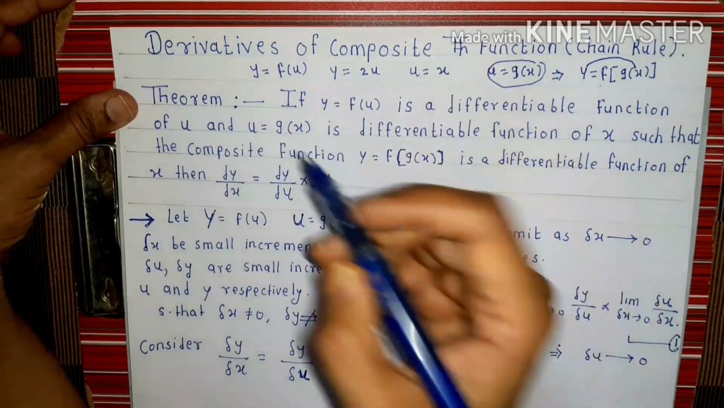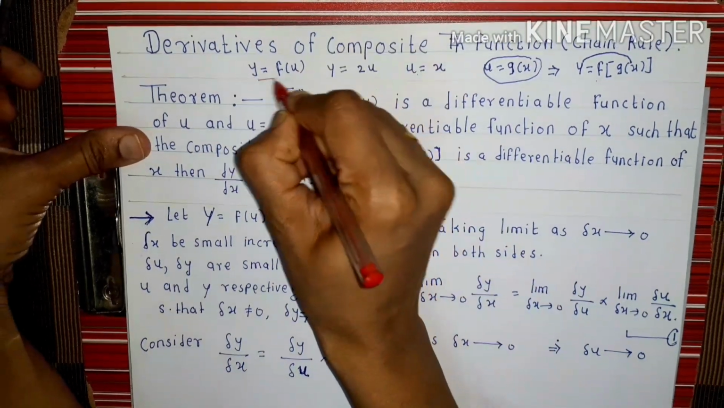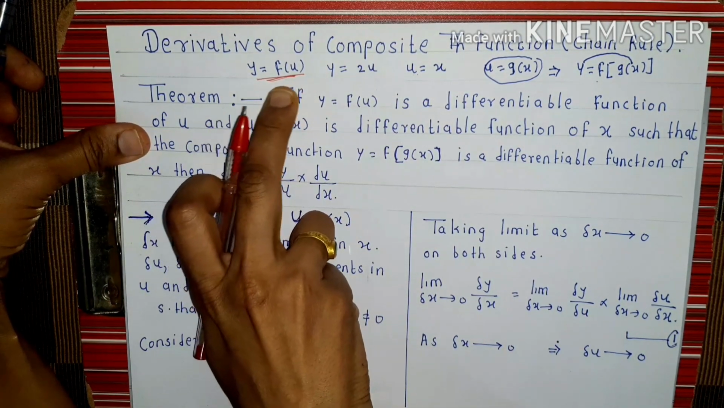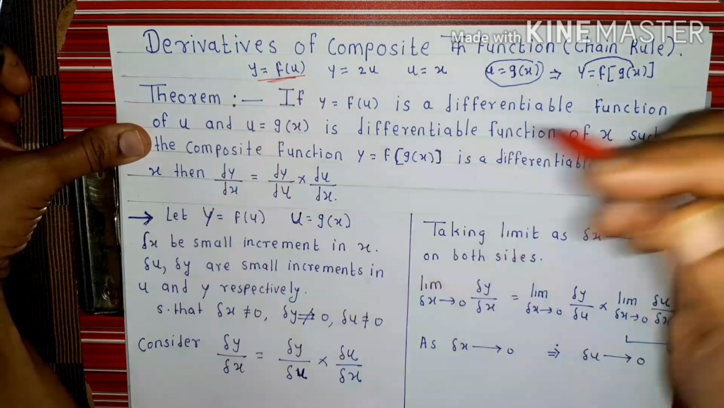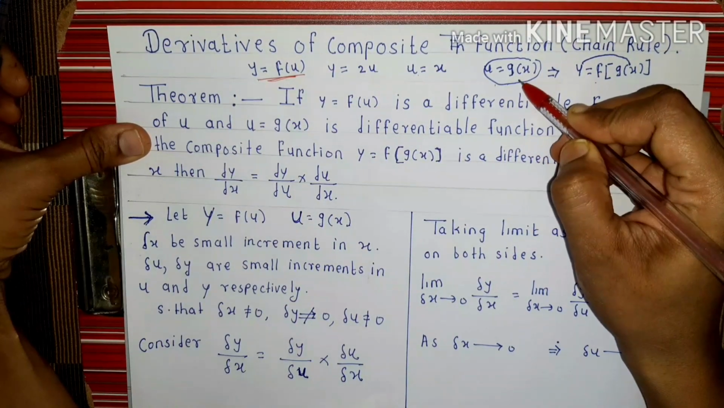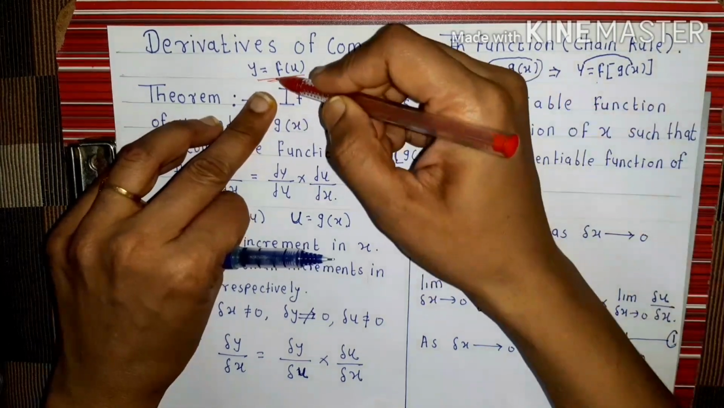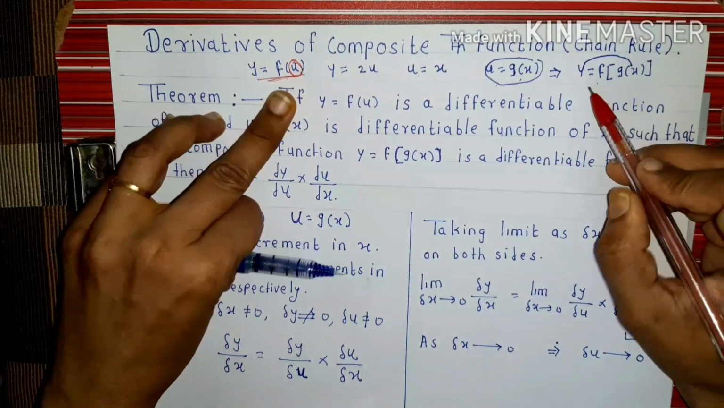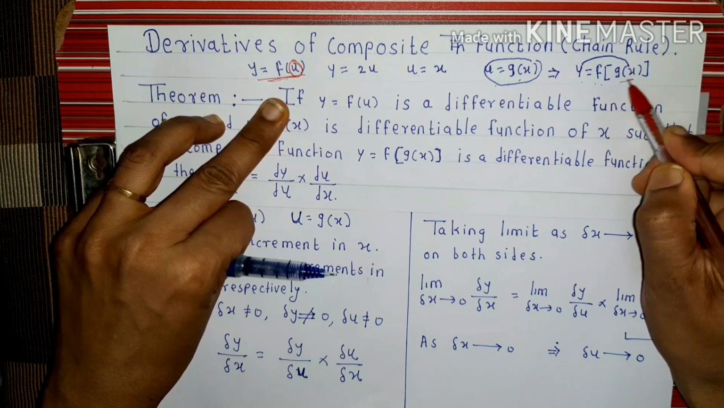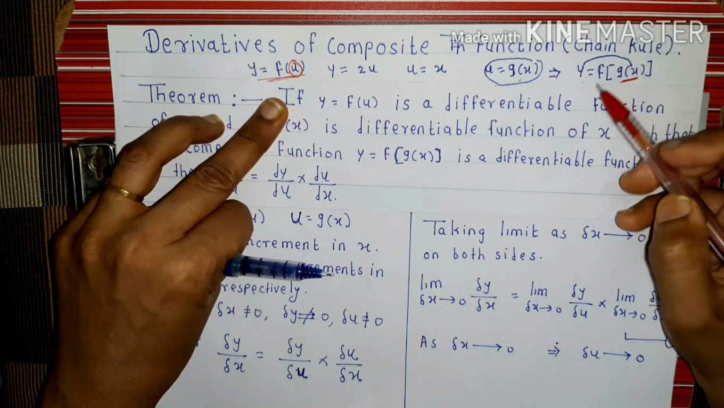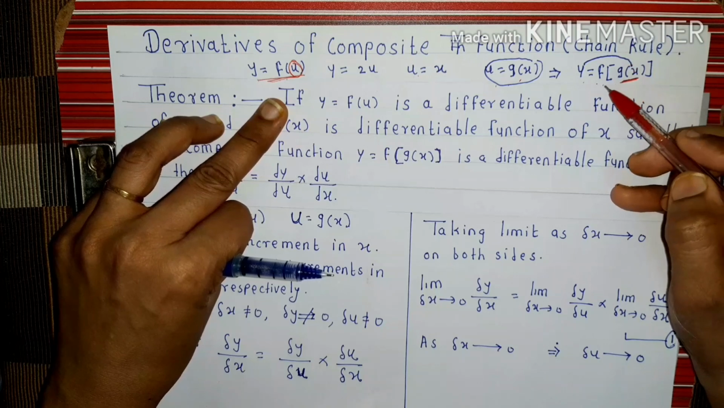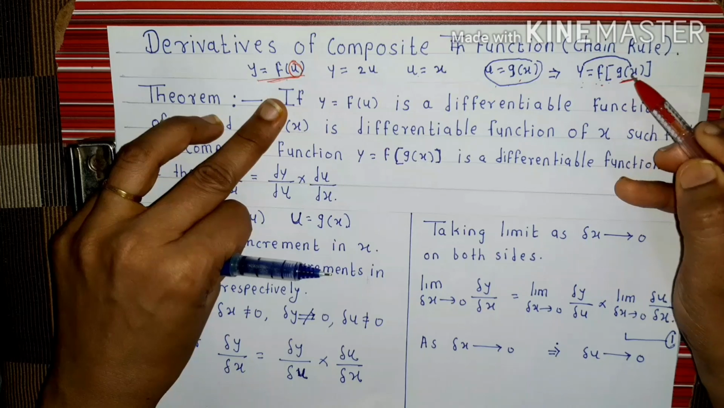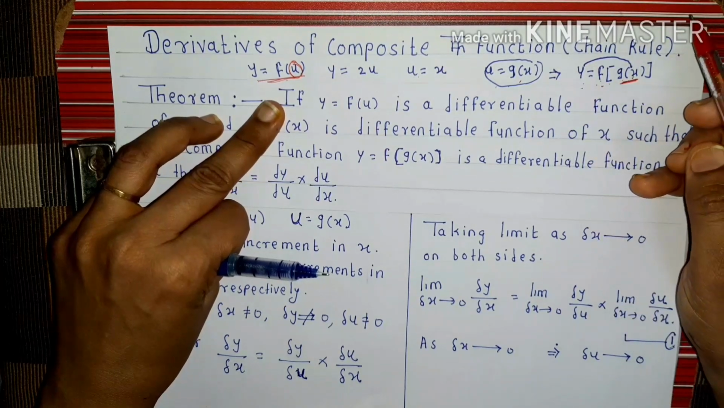Let y equal to f of u, and suppose u equal to g of x. Now here, in y equal to f of u, if we put the value of u, then that becomes y equal to f of g of x. This means y is a function of x, and y equal to f of g of x is the composite function.